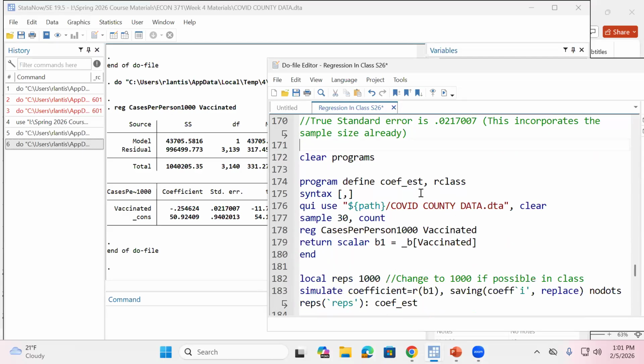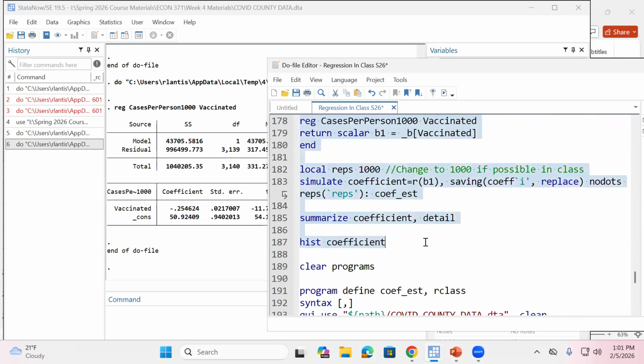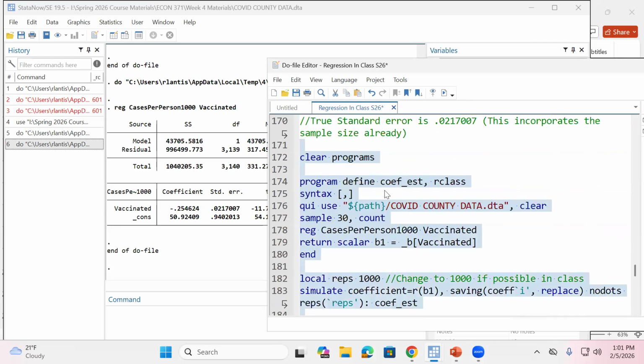I'm then going to think about, okay, what if instead I took a bunch of samples from this population data set? Now in practice, we usually only have 1 sample data set. That's all we can make our decision on. But if I start to take a sample from the population data, and let's say I do this 1,000 different times, I run the regression, I'm going to have 1,000 different sample coefficients that I come up with.